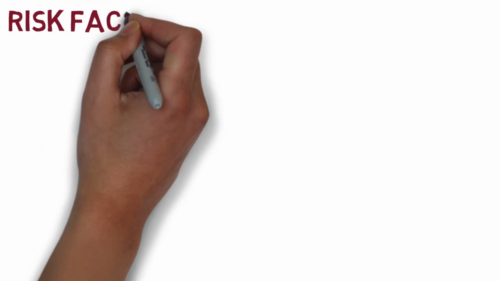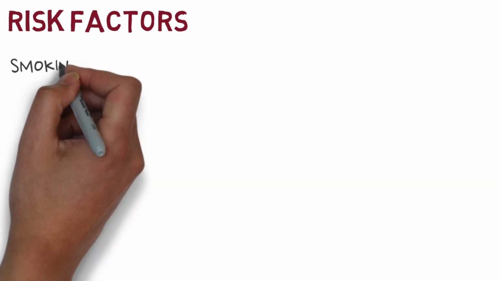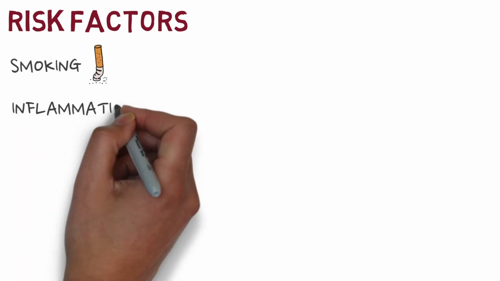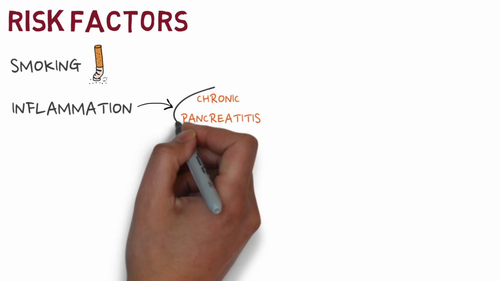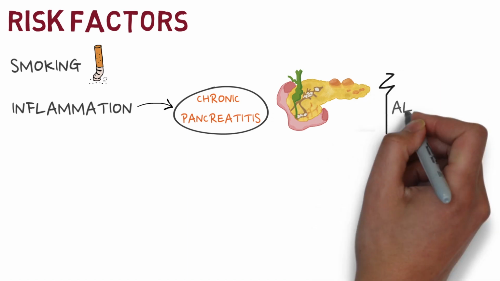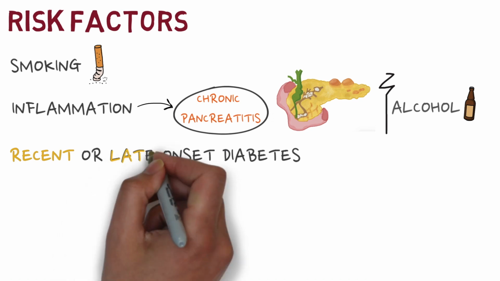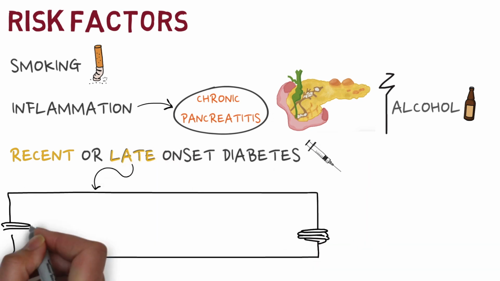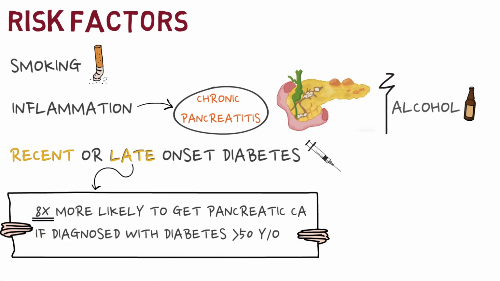Now to look at some risk factors. Similarly to other cancer types, risk factors for developing pancreatic cancer include smoking, chronic inflammation of the organ involved, so in this instance, chronic pancreatitis, and by extension, anything that contributes to the development of chronic pancreatitis, such as alcoholism, and recent or late onset diabetes. Those diagnosed with diabetes after 50 years of age have an 8 times greater chance of developing pancreatic cancer over the first few years following the diagnosis.